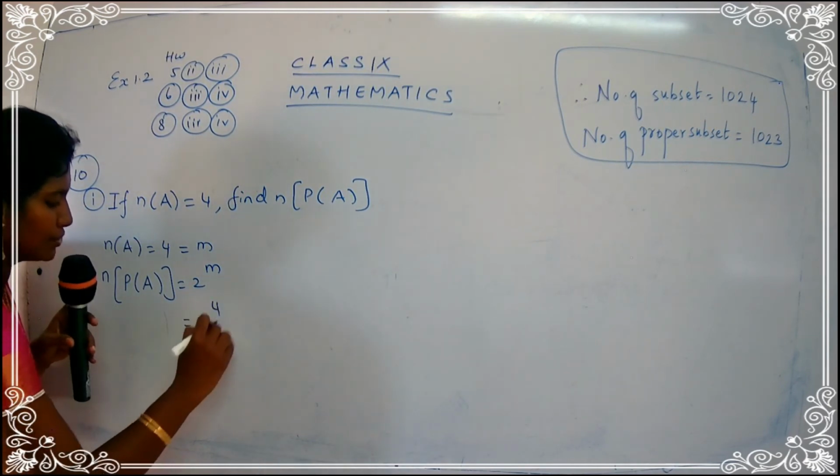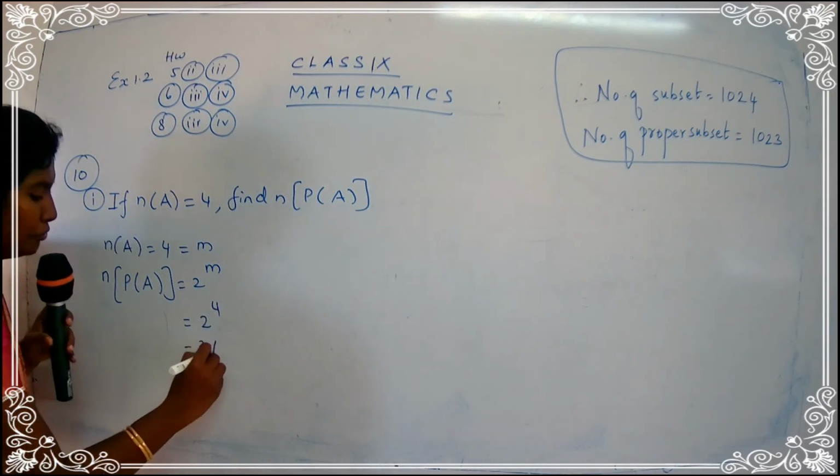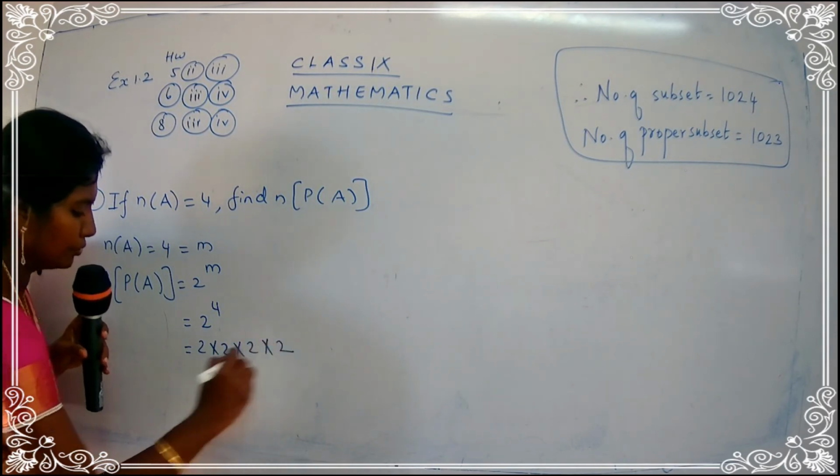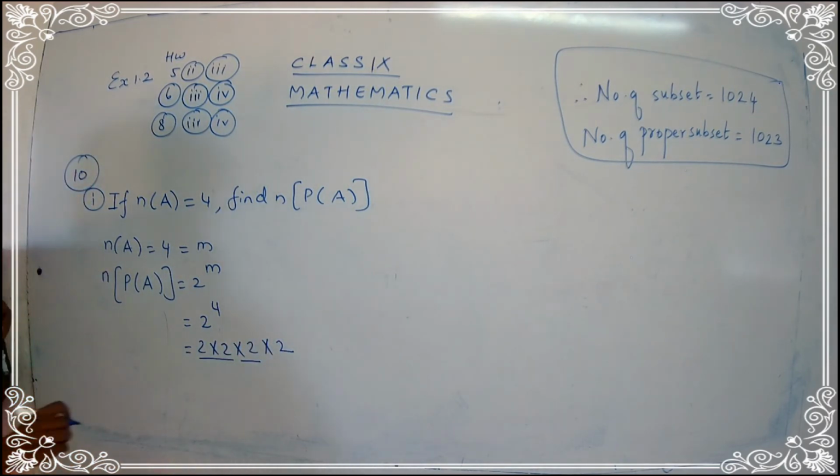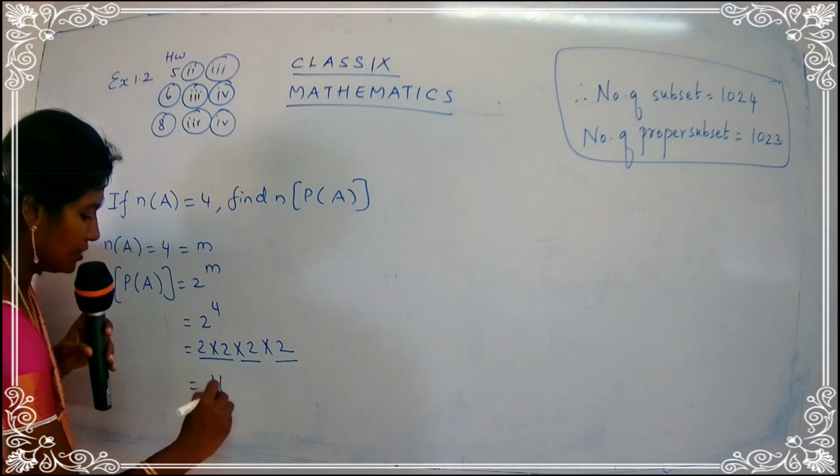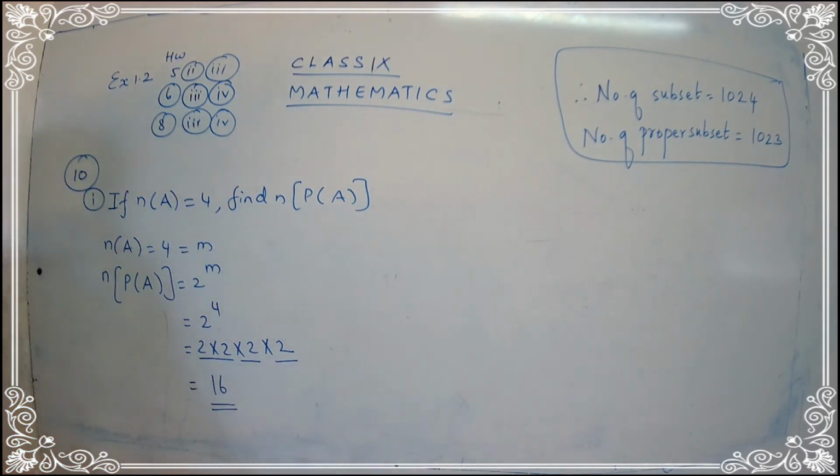I know the value for m. It's 2 raised to 4. So 2 into 2 into 2 into 2. 2 2s are 4, 4 2s are 8, 8 2s are 16. So you get the answer as 16. So complete the first subpart. If n of A is equal to 4, then to find n of P of A, this is equal to 2 raised to m, so 2 raised to 4, which is equal to 16. I hope you are clear with the first part.